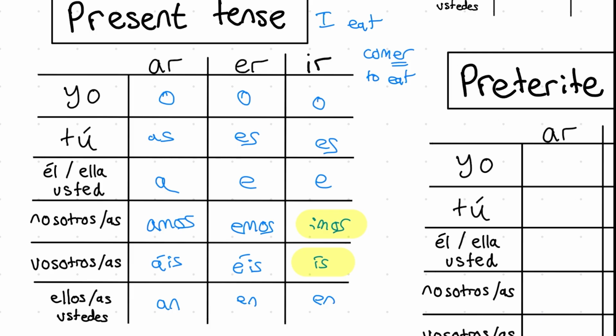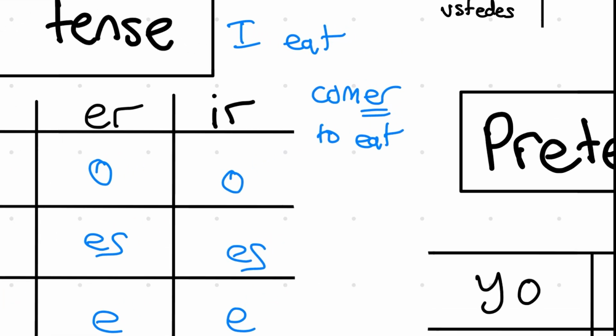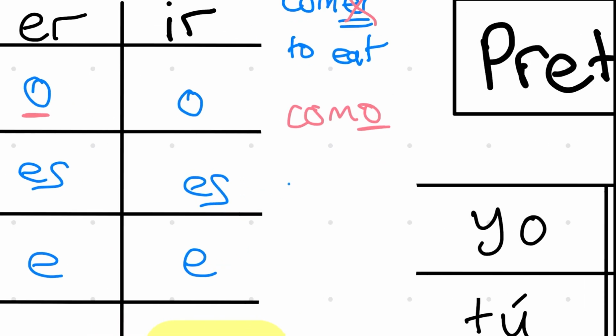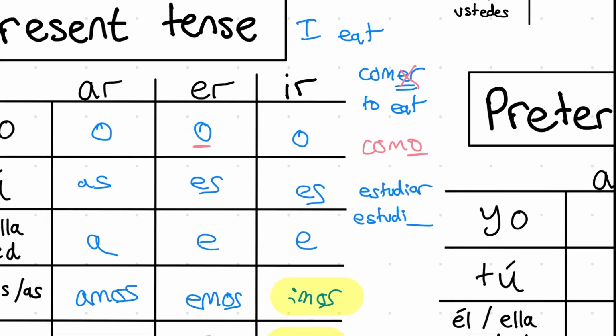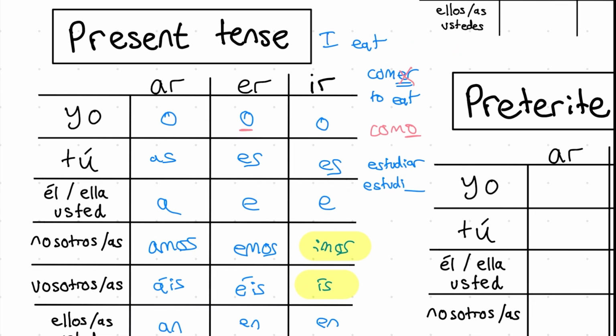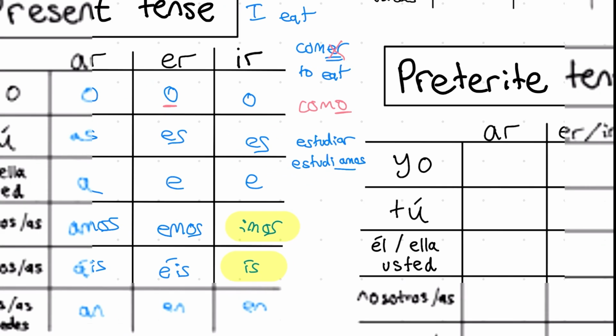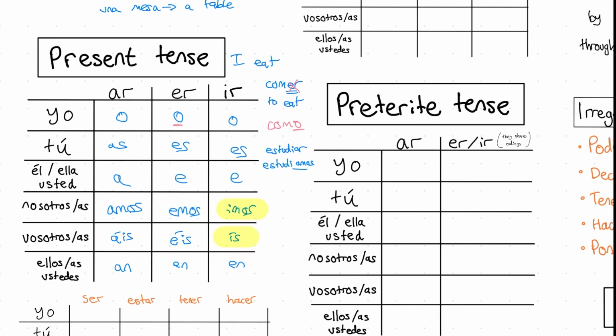So if we go back to the example of I eat, in Spanish, comer is the infinitive. We remove the ending, and for I, ER, it's going to be o. So como is how we say I eat in Spanish. Let's practice with the verb estudiar, to study. To say we study, it would be estudi, and then we're looking for the ending for we, AR, that's nosotros, is amos. So estudiamos is we study in Spanish in the present tense. So that is for regular verbs. These endings work for regular verbs.